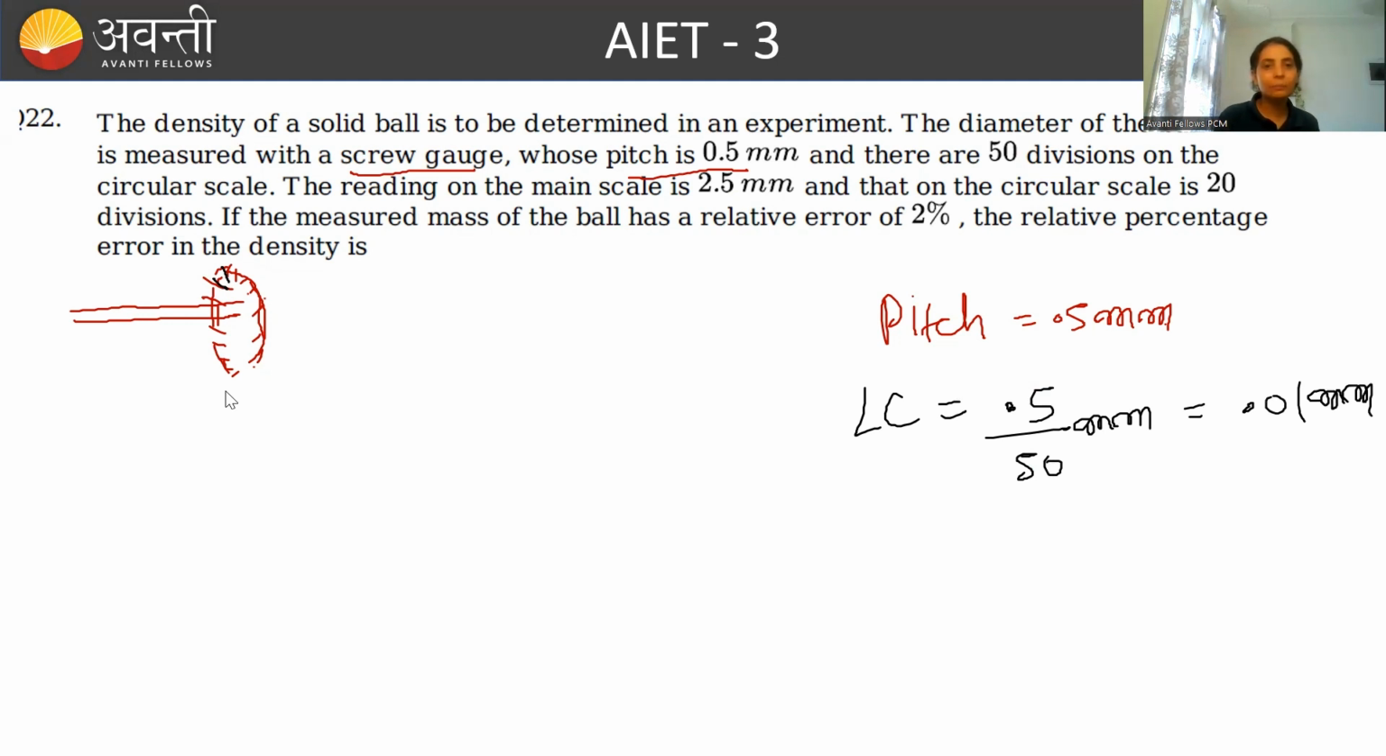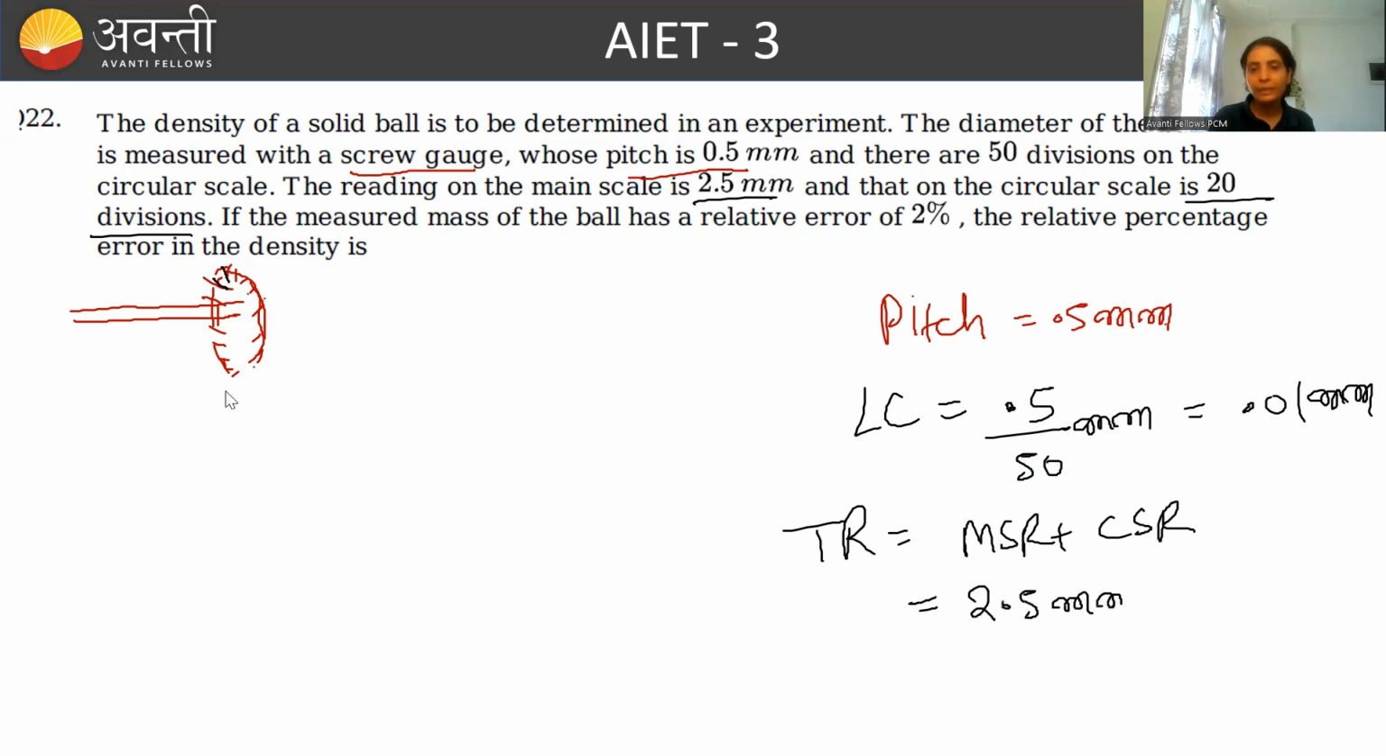Now the reading on the main scale is this, and that on circular scale 20 divisions. So reading is also given. Total reading अगर मैं निकालूं तो total reading क्या होता है? Main scale reading plus circular scale reading. So main scale reading is given here, that is 2.5 millimeter. And circular scale reading, how we calculate? We see ki how much division it is reading on circular scale. So this division is how much? 20. So आप 20 लिख लो यहाँ पे.